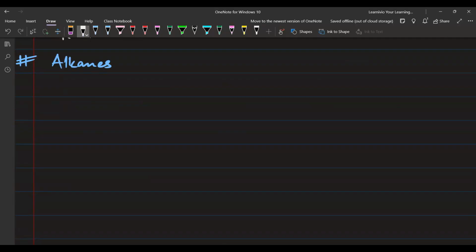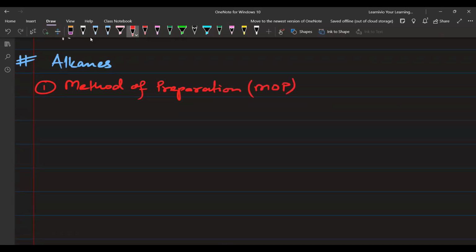Alkenes. And in this, the first thing that we are going to learn is the method of preparation of alkenes. MOP, method of preparation. Let me write it completely here. After that, method of preparation. That is MOP. So in the method of preparation of alkenes, we have the first method of preparation, that is catalytic hydrogenation.